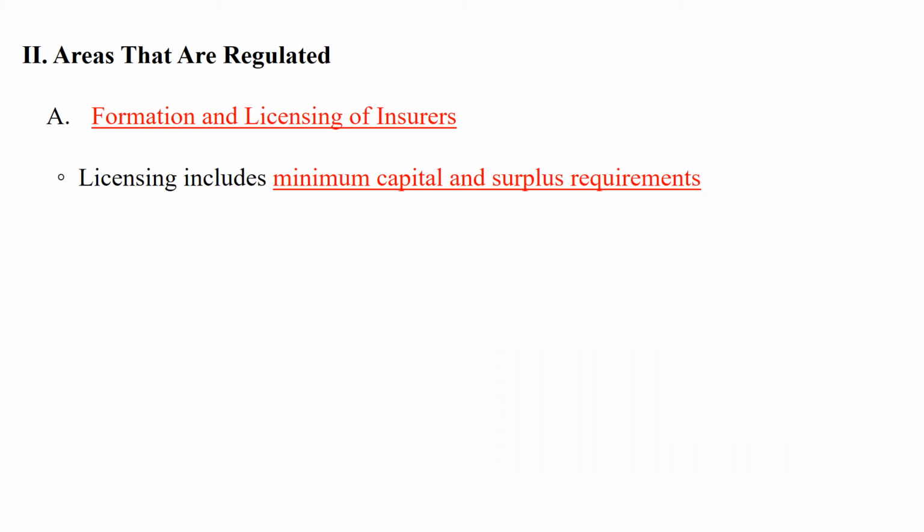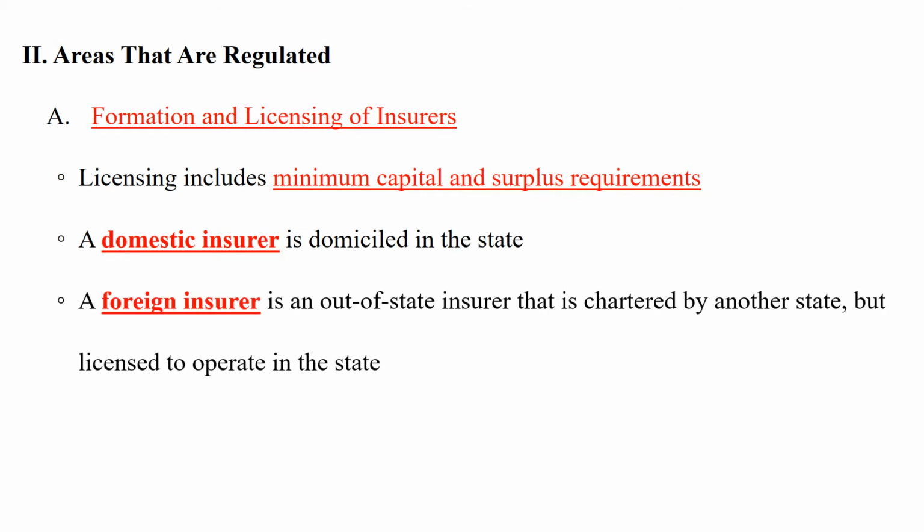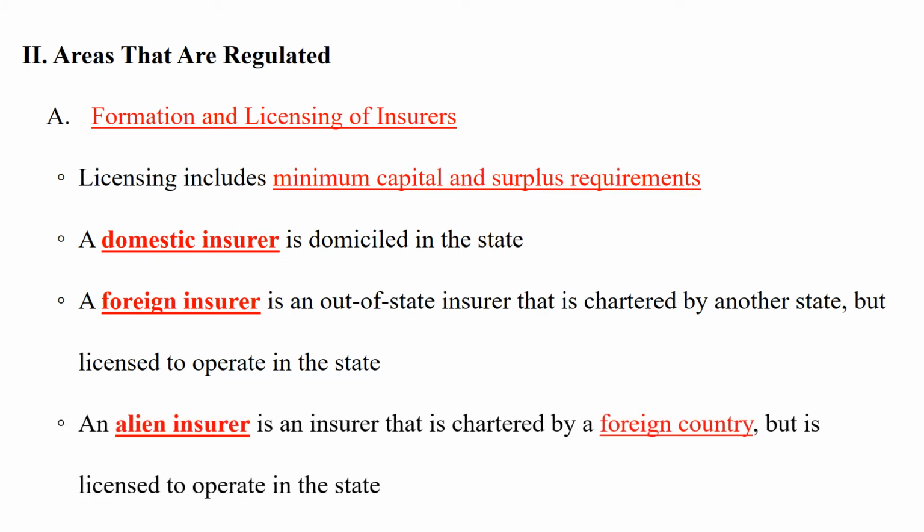Let's go back to our lecture notes. A domestic insurer means the insurer is domiciled in the state. A foreign insurer is an out-of-state insurer that is chartered by another state, but is licensed to operate in the state. And an alien insurer is an insurer that is chartered by a foreign country, but is licensed to operate in the state.